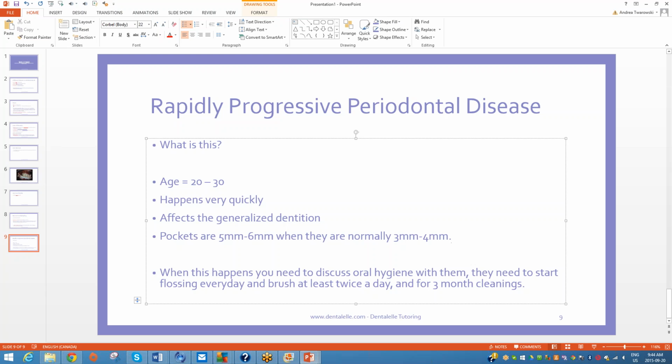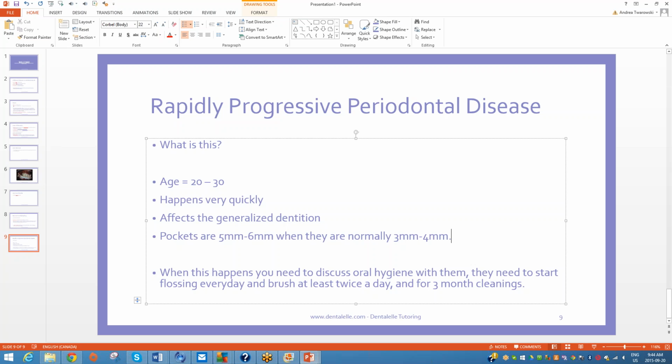And I do say this to patients a lot. I say, okay, you do have 4 mm pockets. Yes, that's not good. That's not healthy. But is it horrible? No. But what this means is the 4 mm, if you're not starting to brush and floss now, that will become 5 mm, and 5 mm is bad. That's very, very bad. And that's what I tell them.